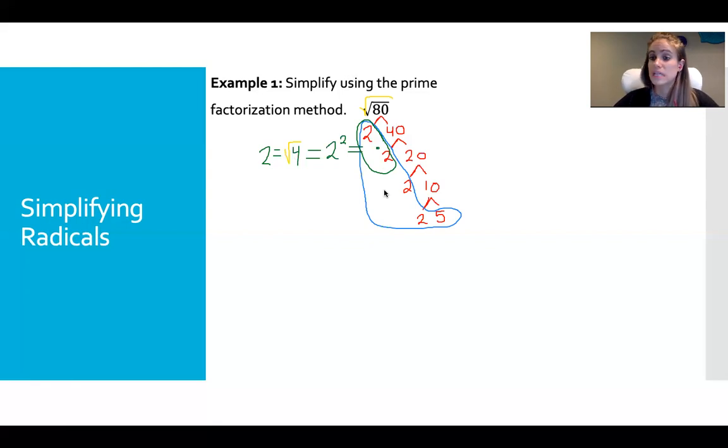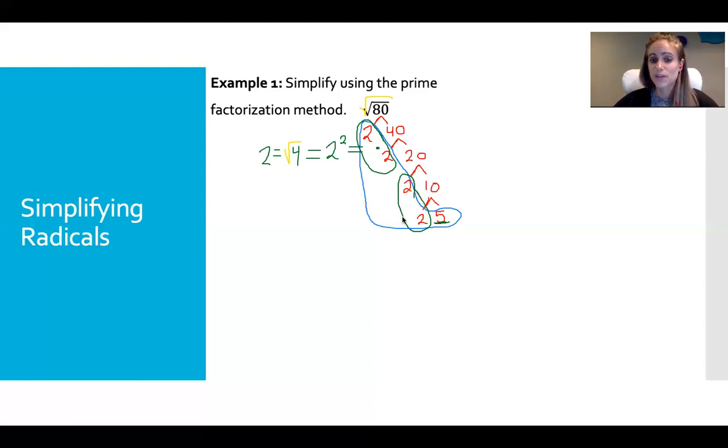All right, so we need to find out if we have any other pairs of prime numbers. We do. We got another pair of 2's. So again, same thing. That is really a perfect square because 2 times 2 is 4. And then we're left with this lonely 5. Does the 5 have a pair? Nope. So that means the 5 is prime. The 5 doesn't have a pair, so it's not a hidden perfect square. Therefore, he's going to be left inside. He can't get out.